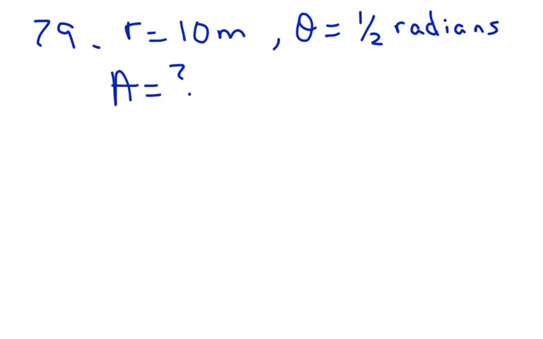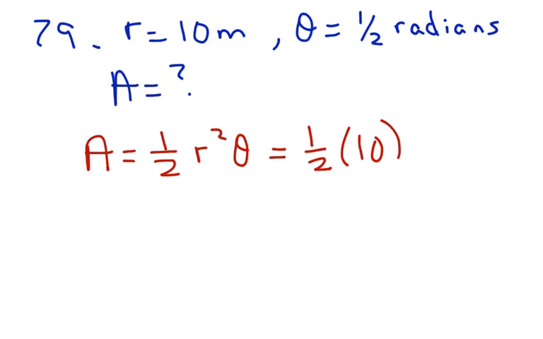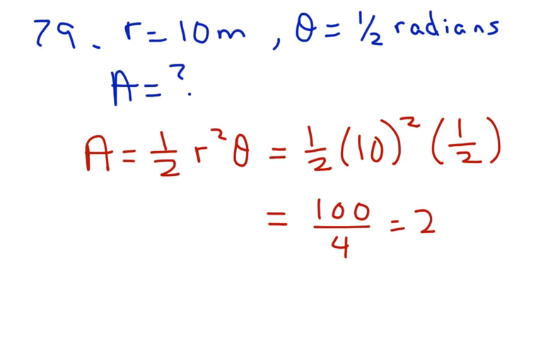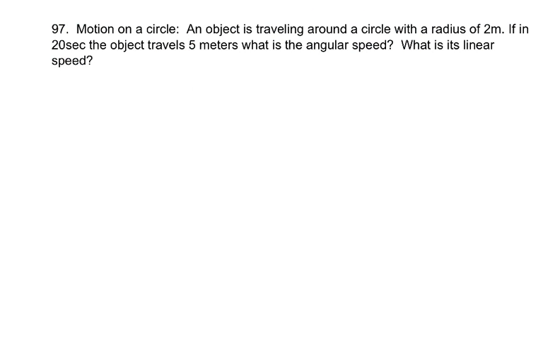Alright, 79. We are going to use our formula again. We know that area equals 1/2 R squared theta, which is going to be equal to 1/2 times 10 squared times 1/2 again, which equals 100 over 4, which equals 25 meters squared. And don't forget to put your units here.